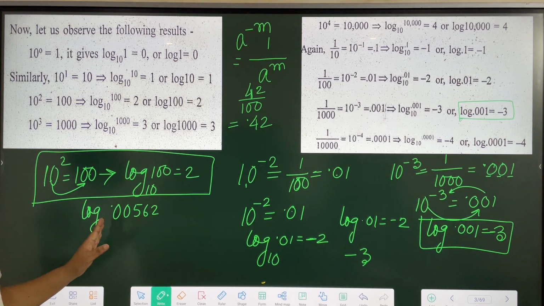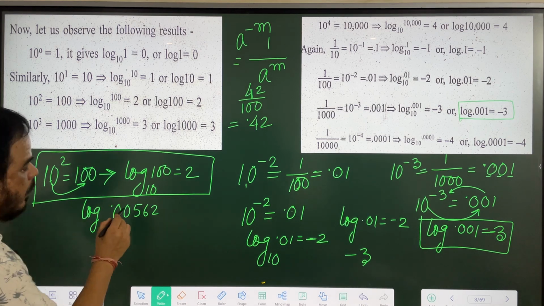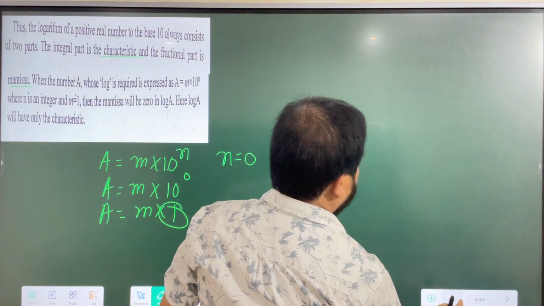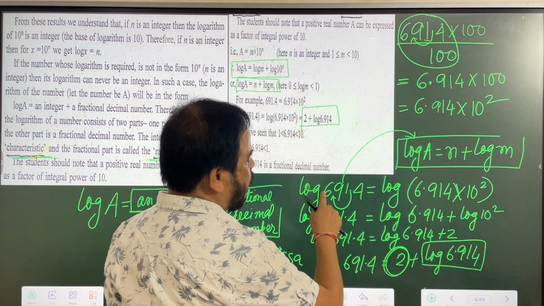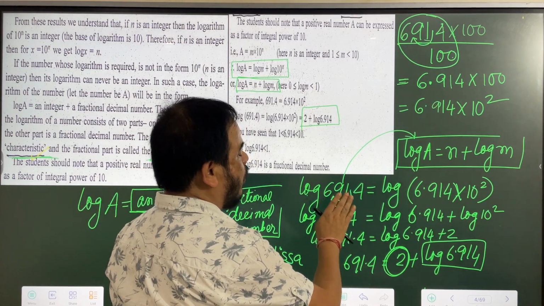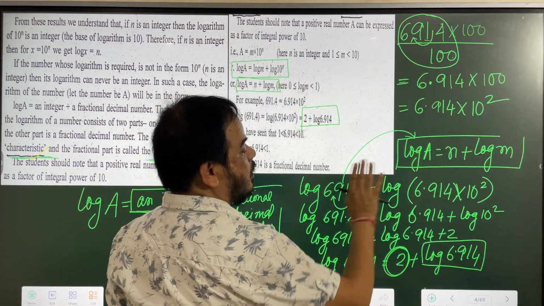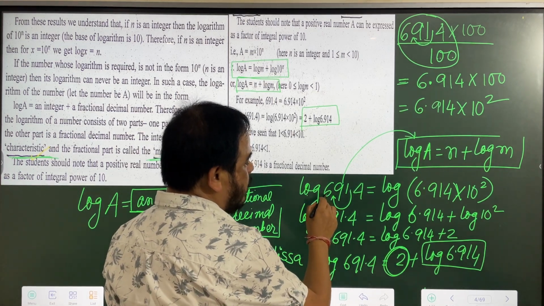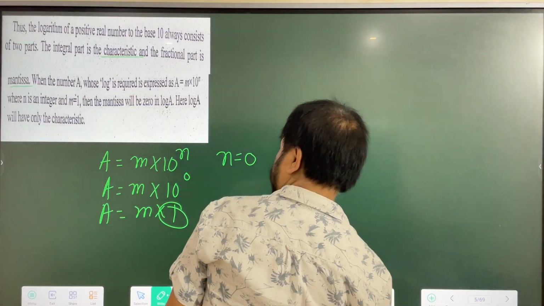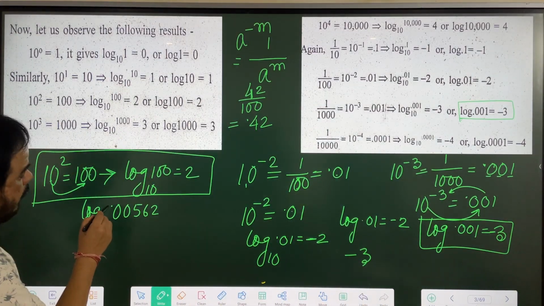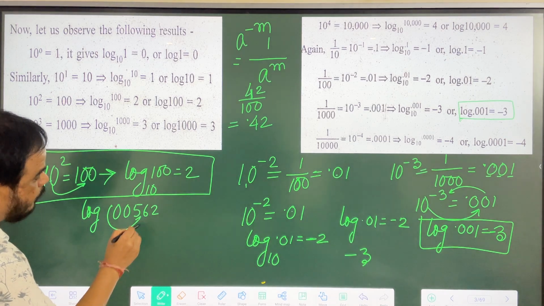This is not in standard form because the decimal is after the 0. The decimal should come after 5. Here I have already told you about the standard form, 691.4. This is not in standard form. We cannot find the logarithm of this directly, so we will make it this way. Why? Because it is not in standard form. The decimal should come just after the first number. So here the decimal must move here.